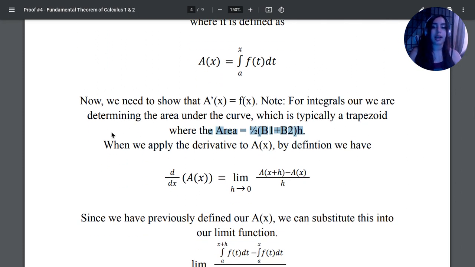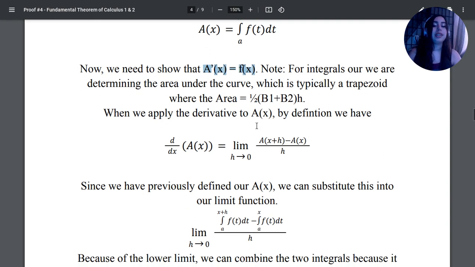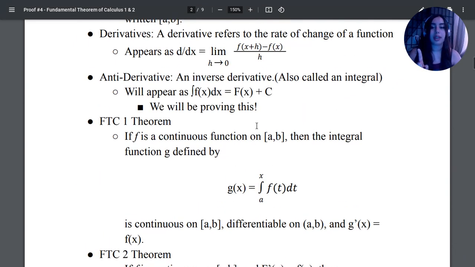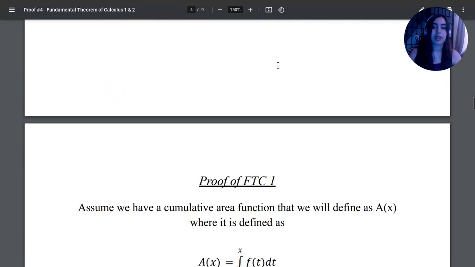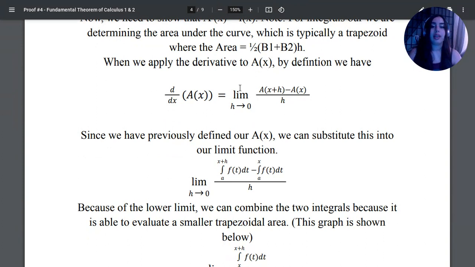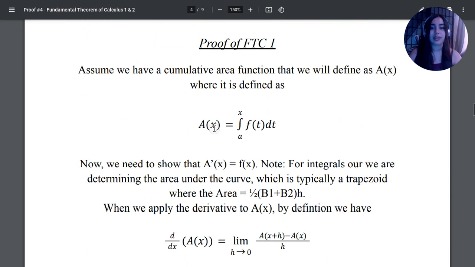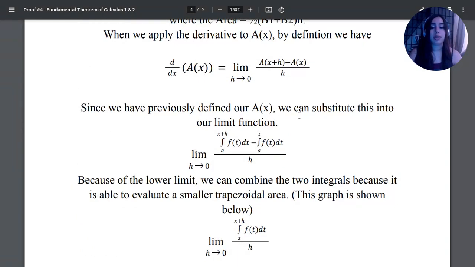So when we recall that we need to apply the derivative to A of x because we are trying to show that A prime of x is equal to f of x. And by definition of our derivative, when we plug in our derivative for A of x, we get, let me scroll down, the limit as h goes to 0 of A of x plus h minus A of x over h. Since we have previously defined our A of x, which is right here at the beginning, we can substitute this in for our limit function.